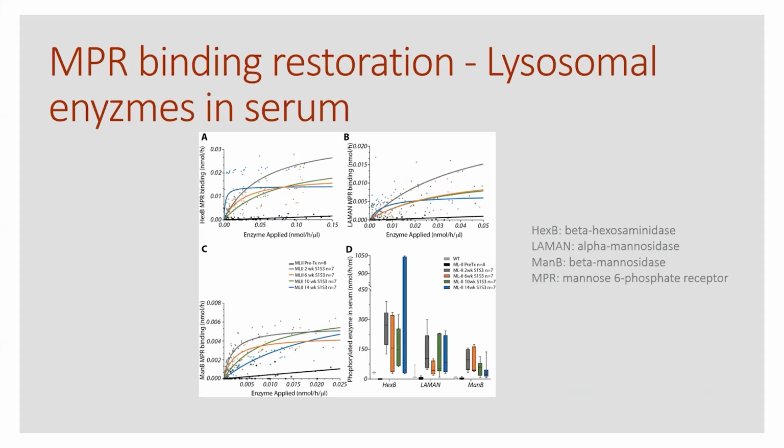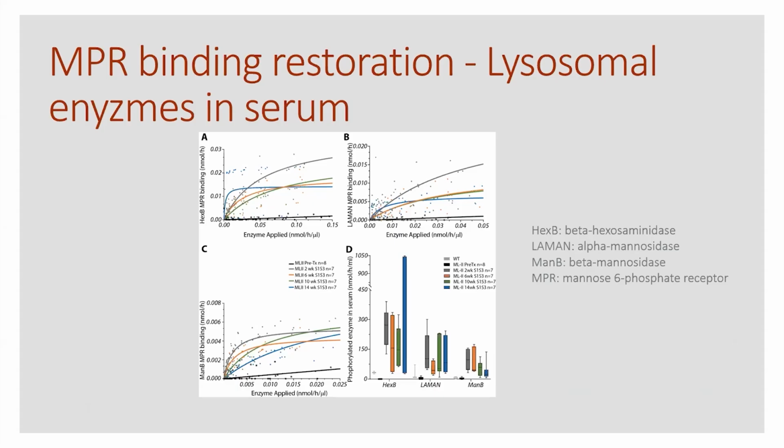Then the black dots and line at the bottom is pre-treatment serum. And then in the ML2 mice, post-treatment at 2, 6, 10, and 14 weeks, there are elevated levels of mannose-6 phosphorylated enzyme compared to the untreated ML2 mice. In D is this same data graphed slightly differently. On the x-axis, you see beta hexosaminidase, alpha mannosidase, beta mannosidase. The wild type mice are depicted in gray.